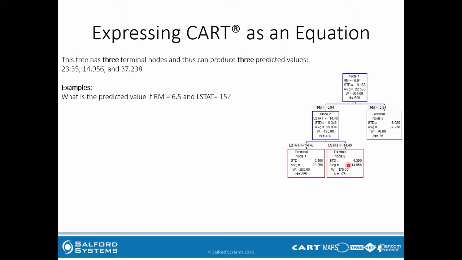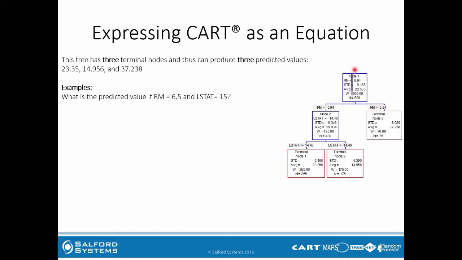To express this tree as an equation, just like we did before, we're going to look at the path from the root node, which is here, all the way down to each of the terminal nodes. So in our case, it's going to be from the root node all the way to terminal node 1, and then from the root node again to terminal node 2, and finally from the root node all the way to terminal node 3.